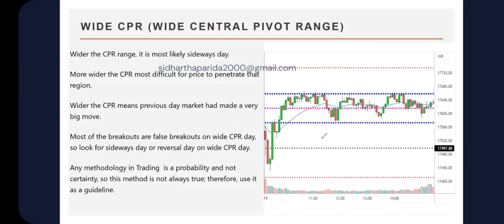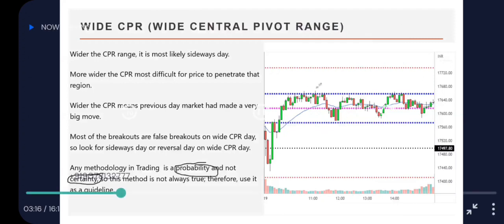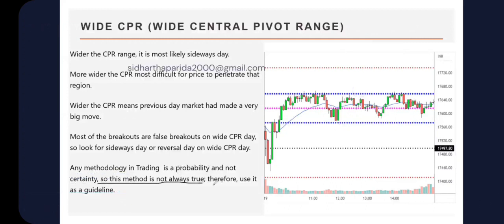Certainty means something 100% will happen. If somebody says 100% is going to happen, then it is known as certainty. When somebody says high chances of happening, that means it's a probability. So this method is also not always true. Therefore, use it as a guideline. That is why in trading, have a stop loss in every trade you take, because if you are wrong, there should be an exit plan for it, right? So that is wide CPR: most of the time sideways or reversal day, but not always.